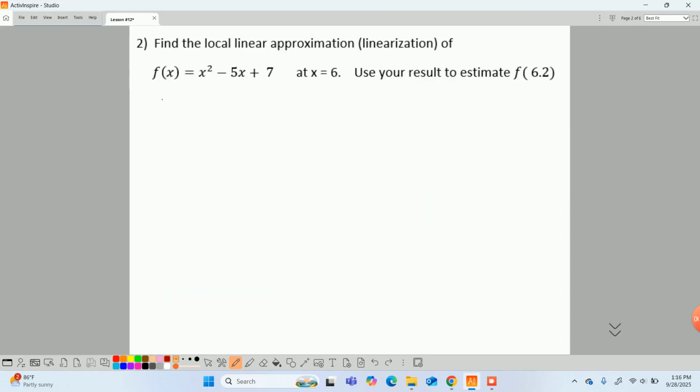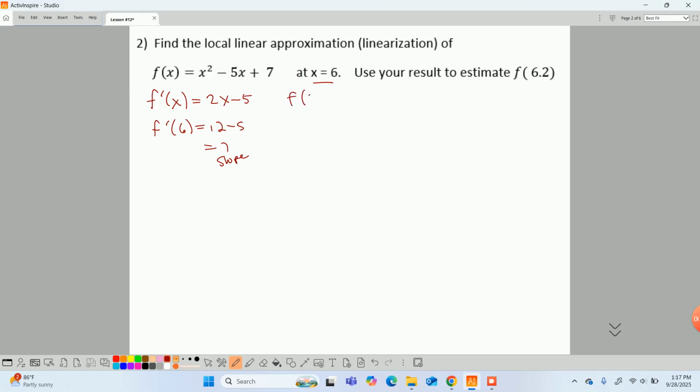Okay, I'm just going to do a couple more examples. Find the local linear approximation, which again just means equation of the tangent line, with our f of x function, this time at x equals 6. We'll use that to make an estimate as well, but let's start by taking our derivative. When we take our derivative, we get 2x minus 5, and now we want to take 6 and plug it into our derivative. So 2 times 6 is 12, and 12 minus 5 should give us 7. And so 7 really is just the slope of the tangent line.